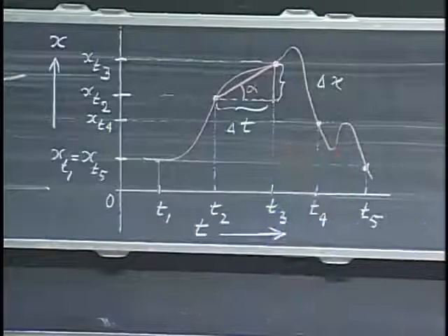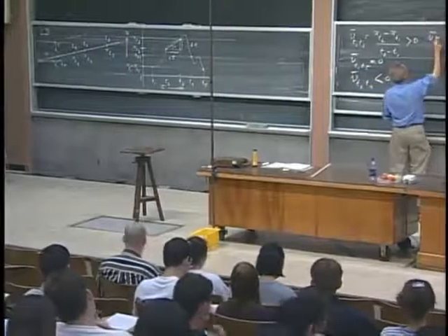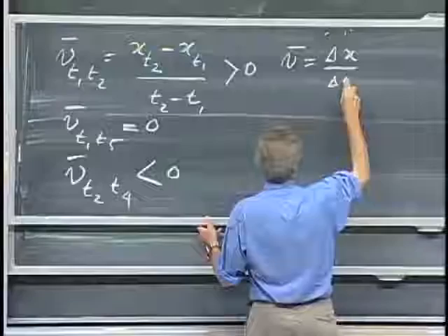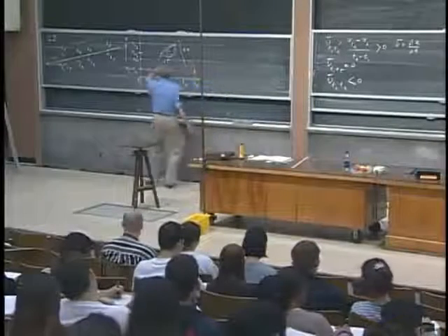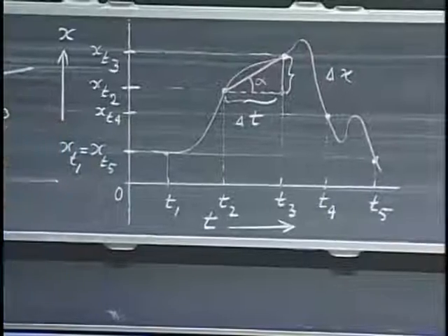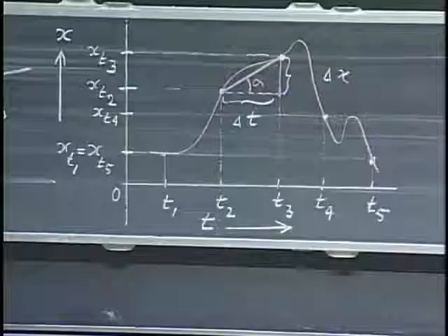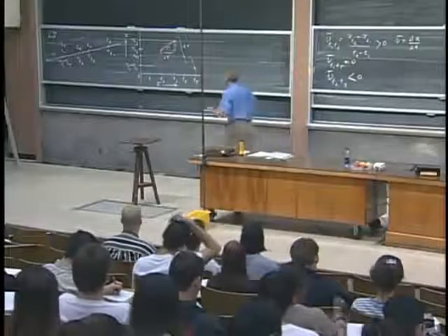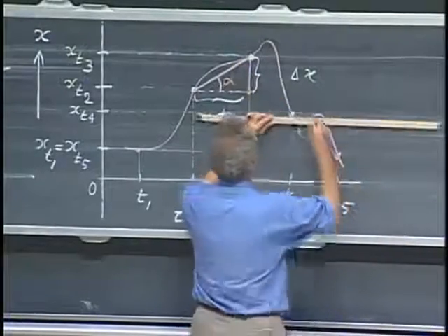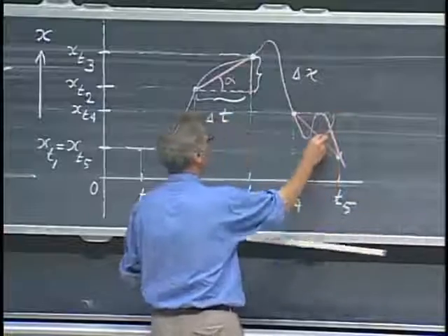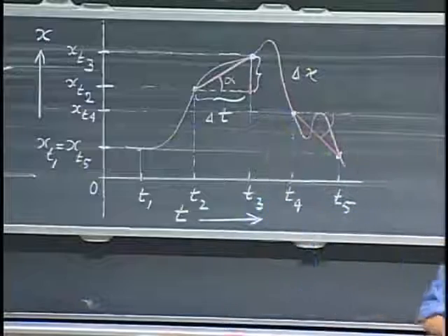And so you could write now, if you're careful about your sign convention, that the average velocity equals delta x divided by delta t. But be careful, if the angle is positive, I call this a positive angle, then the average velocity is positive. But if I have a negative angle, then the average velocity would be negative. For instance, between t4 and t5, if I draw this line, then this angle here is negative, and so the average velocity between t4 and t5 is now negative.